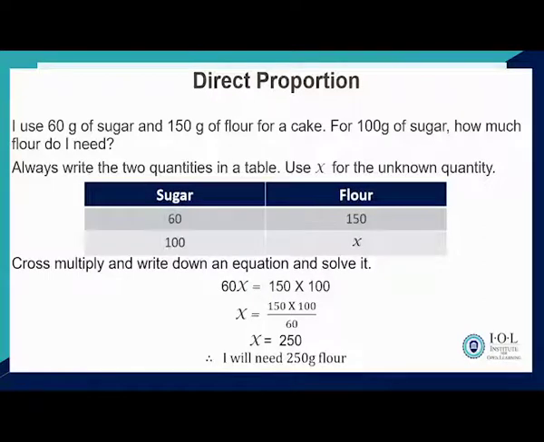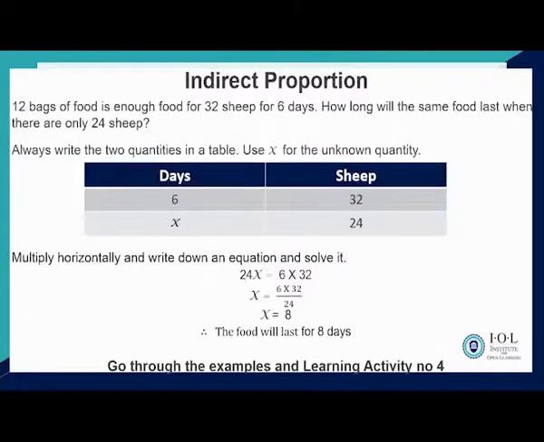Underneath, in the sugar column, write the 100. In the flour column, there's the question, the x. You can use any letter, that's what you want to work out. Then you cross multiply 60 times x, 100 times 150, and make an equation which you just solve for x. And make sure that you cross multiply: 60 times x equals 100 times 150.